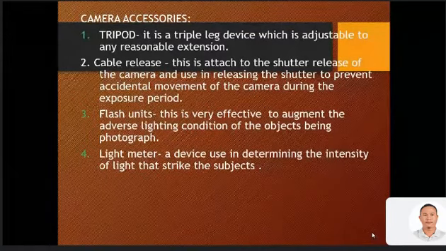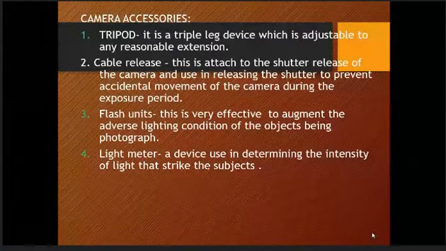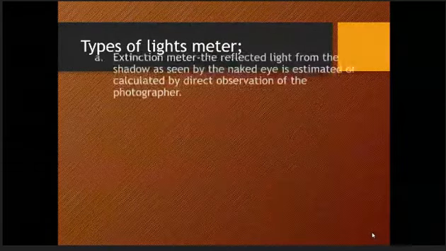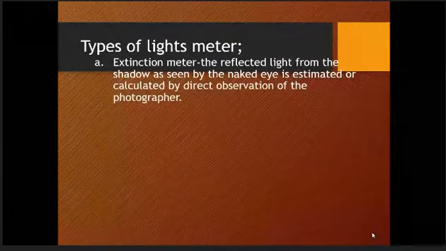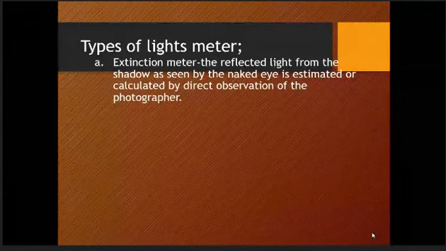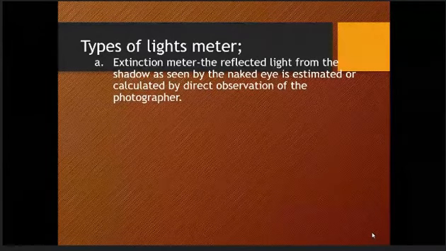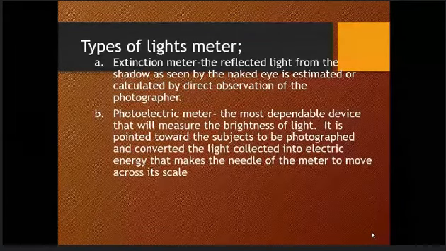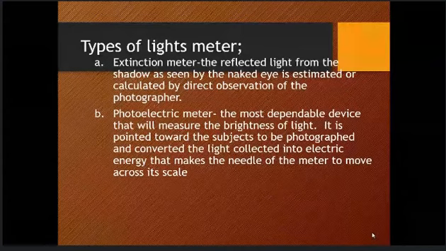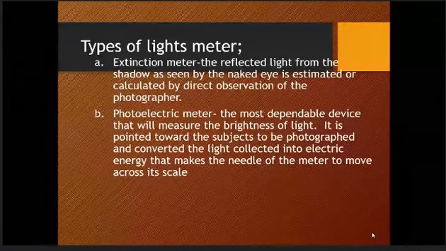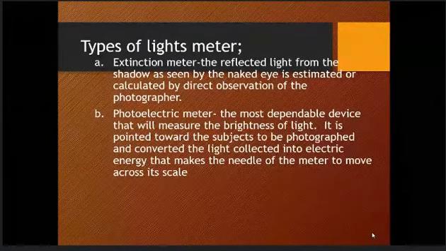Then we also have what is called the light meter. This light meter is to determine the intensity of light that strikes the subjects. Types of light meter: we have the extinction meter. This extinction meter reflects from the shadow as seen by the naked eye, by observation. Then the photoelectric meter is the most dependable device that will measure the brightness of the light. It is pointed toward the subject.